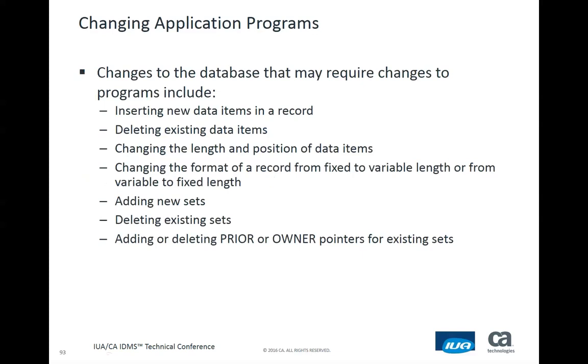If you're going to add prior pointers because now you want to walk in a backwards direction through a set, of course, you're going to make those changes. Owner pointers in most cases are going to be transparent. You can do an obtain owner on a set that does not have owner pointers. However, it is very inefficient, especially if it's a non-via set. So by adding the owner pointers, all you're going to end up doing is making that obtain or find owner command more efficient. So you don't always have to recompile the programs just because you've added owner pointers.